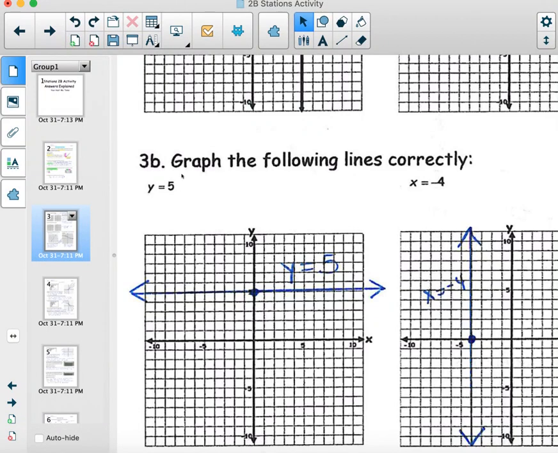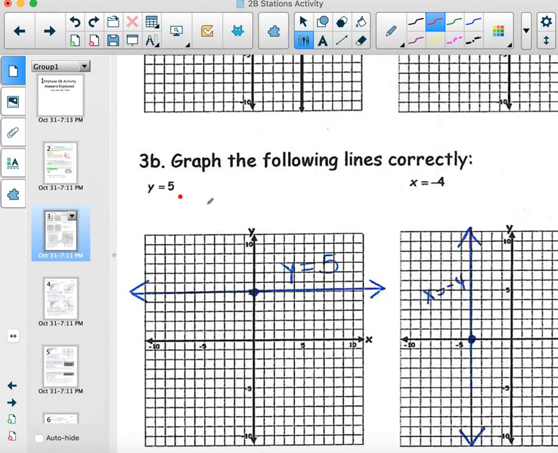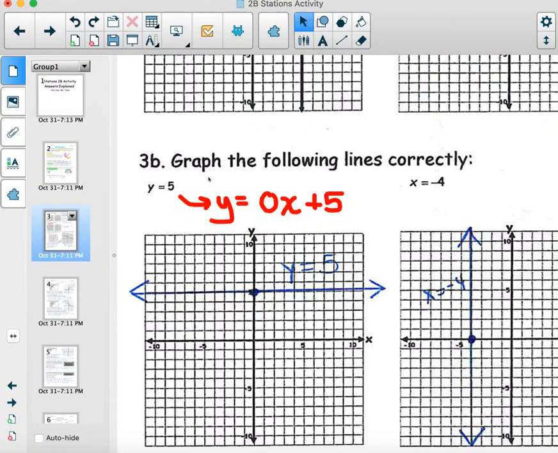This has a 0 slope, right? Remember we talked about this? I could technically rewrite this as y equals, there is a 0 slope, so there's technically a 0 out front of that x, even though you don't see it, plus 5. Okay, that's another way we can look at this. There is a 0 slope here.